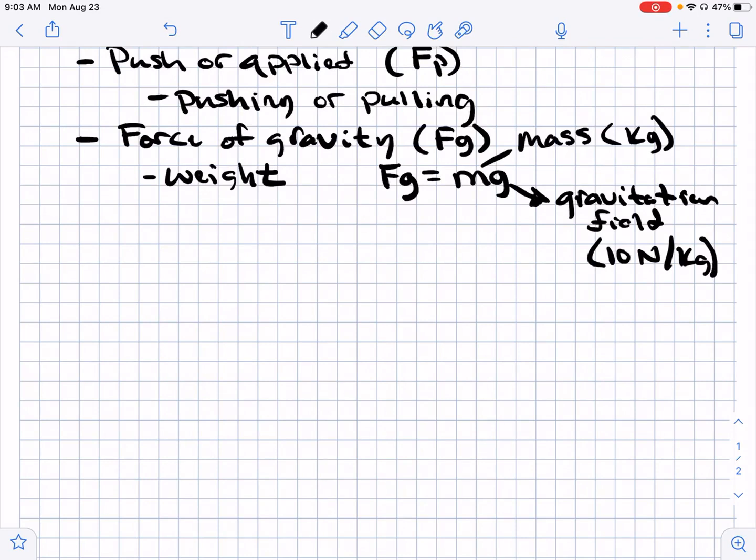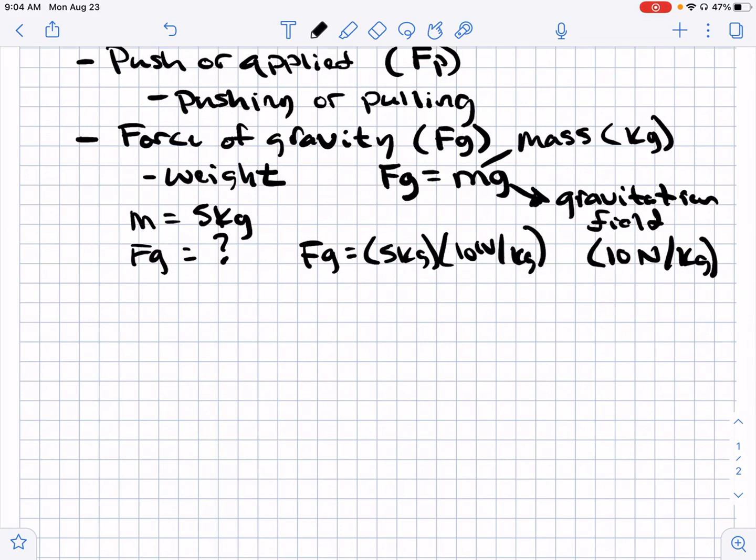So we can calculate the weight of an object if we know the mass in kilograms. For example, if I had a 5 kilogram object and I want to know the weight or the gravitational force, we would just plug it into this equation. It'd be 5 kilograms times 10 newtons per kilogram. My kilograms would cancel. So the weight of this object would equal 50 newtons.